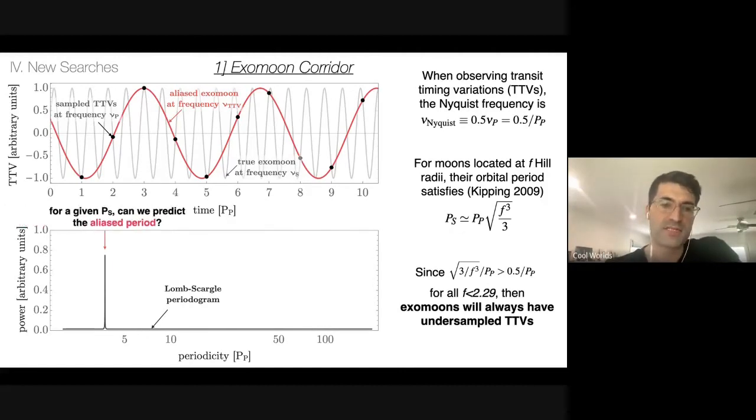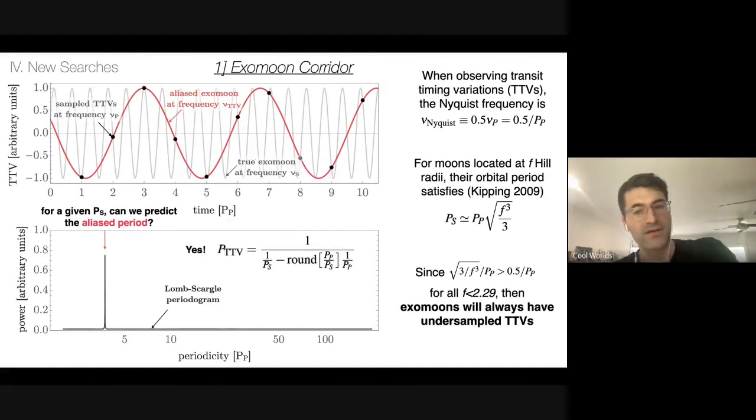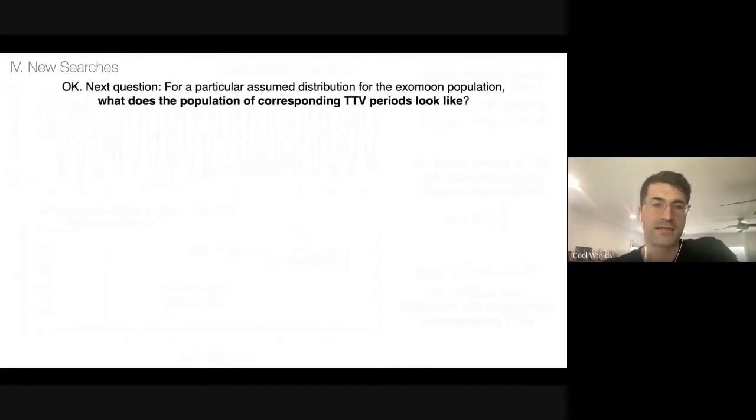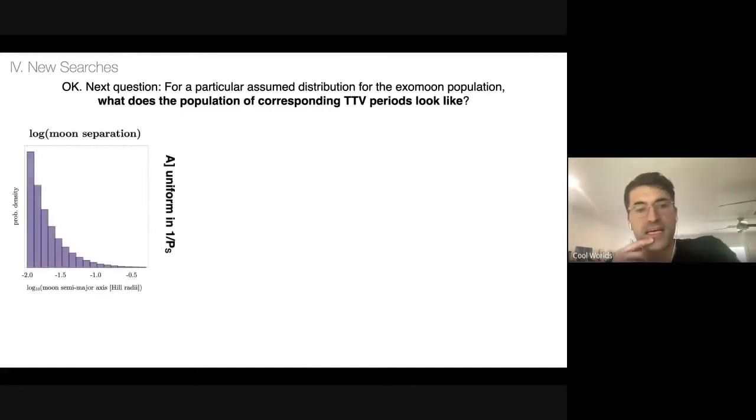And at first that seems annoying, but you can actually figure out an equation that relates the period of the moon, the period of the satellite, to the expected TTV frequency. And then you can play some interesting experiments. So what if we created an artificial moon population and we asked ourselves, what does the corresponding TTV period population look like? So here's my fake moons.